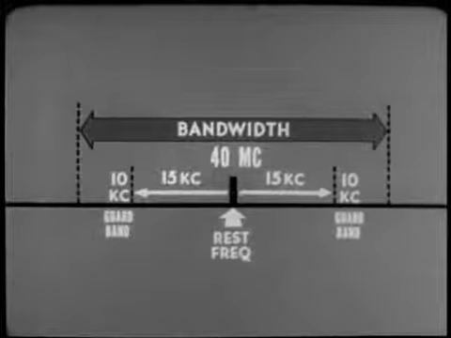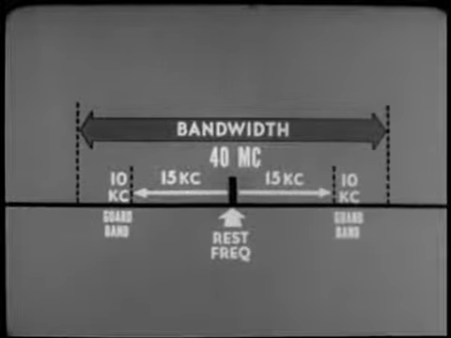The 50 kilocycle bandwidth is not a standard. All FM transmitters do not have the same deviations. It will vary in accordance with the equipment's design and mission, but the principles under study apply to any and all FM transmitters.